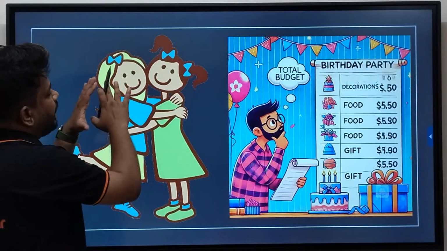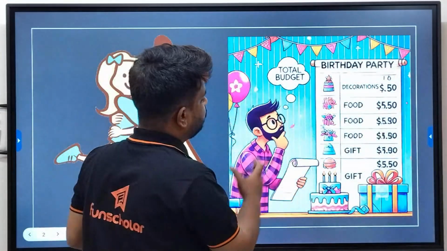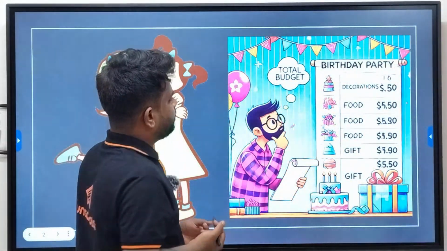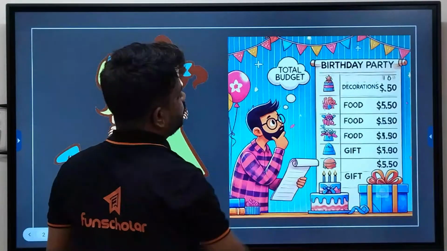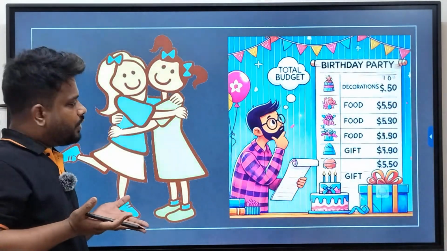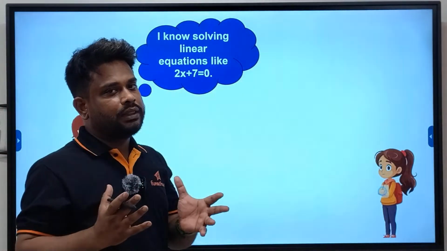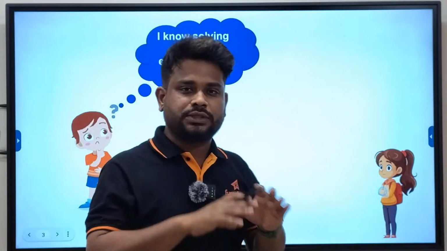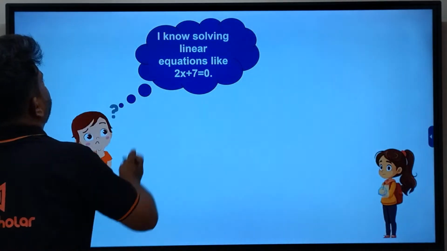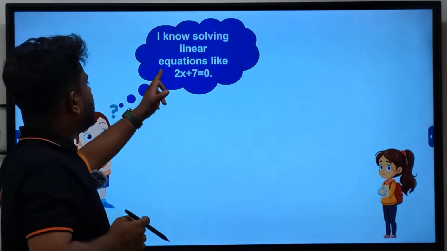Okay, and here you can see that they have made a list of decorations, food and gift items for a birthday party, like for any of your birthday parties. The total budget we have to calculate from this, and we can easily do this kind of sum from childhood. But here we have to think bigger: how can we solve all these questions when no variables are needed?